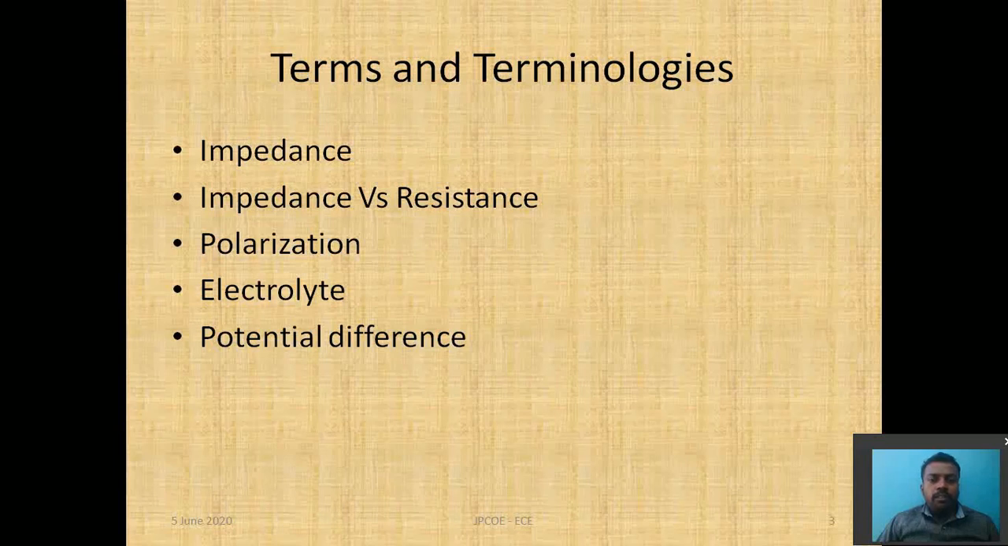Then potential difference. Potential difference means the difference between two potentials. If we are measuring any biological voltage, we need to use two electrodes, then only we can measure the correct or true potential. So potential difference is the voltage difference between two electrodes. One is the main, active electrode, another one is a passive electrode.